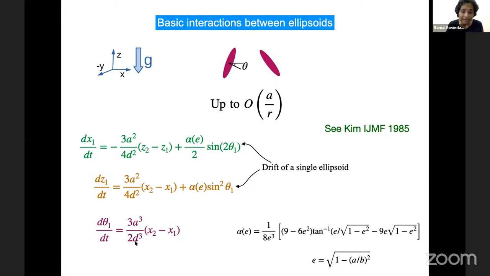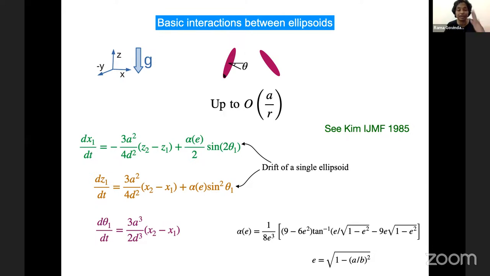So this is a very simple way that we can write what happens to two ellipsoids. Notice that if I threw away this term, so that means if I had one ellipsoid in the middle of nowhere with no other ellipsoid to change its path, it would still respond to its own orientation. So its own orientation is going to give it a drift. That's the important thing to remember.